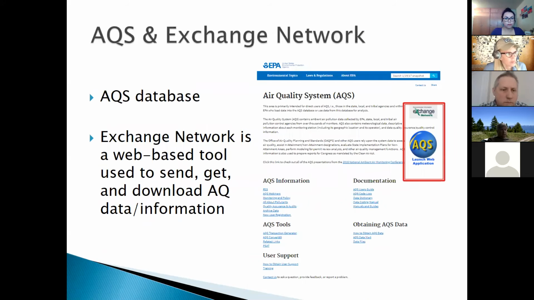So AQS and Exchange Network, here's a picture of the AQS and ENSC web portal access. Again, AQS data are not real-time because observations that are collected have to be quality assured before they're submitted to AQS. Again, there's usually a 3-month period that agencies are allocated to provide that submittal. The Exchange Network is just a web-based tool to send, get, and download air quality data and information.